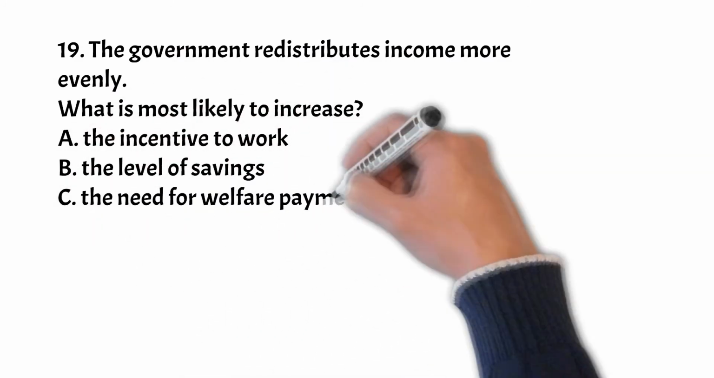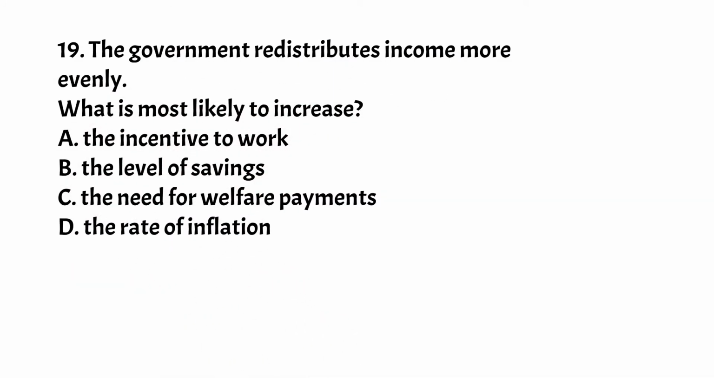Question 19. The government redistributes income more evenly. What is most likely to increase? A. The incentive to work. B. The level of savings. C. The need for welfare payments. D. The rate of inflation. So, the government has redistributed income more evenly. People on lower incomes spend much more, as a percent of their income, than people on higher incomes. This increased spending will increase D. The rate of inflation.